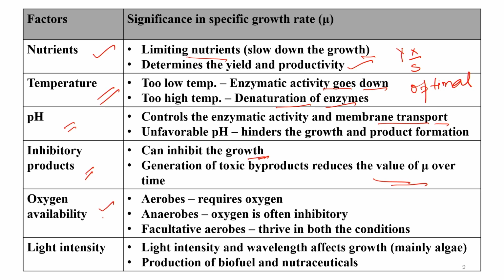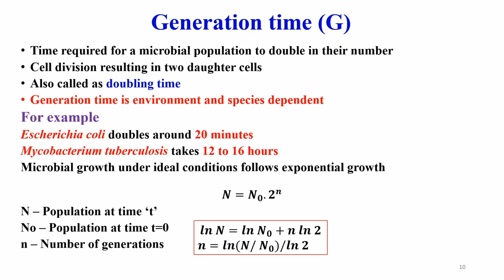Oxygen availability, it depends on whether your microbe is aerobic, anaerobic or facultative, and depending on that, if it is aerobic, it requires oxygen. If it is anaerobic, oxygen may work as an inhibitor. Light intensity, as I told, some strains may be phototrophs. So, they require the light as their energy source. For example, algae. Next we will quickly discuss the generation time.